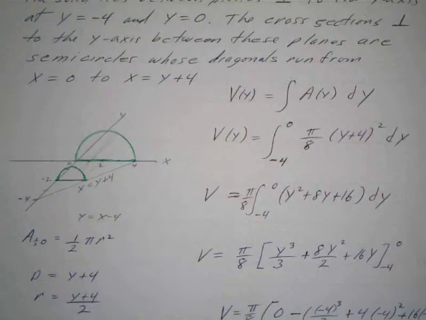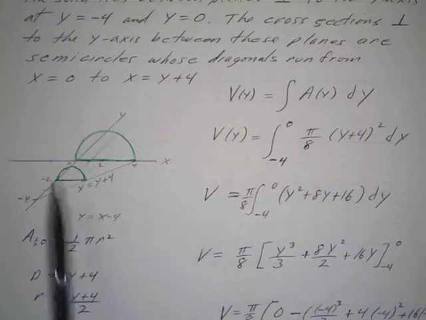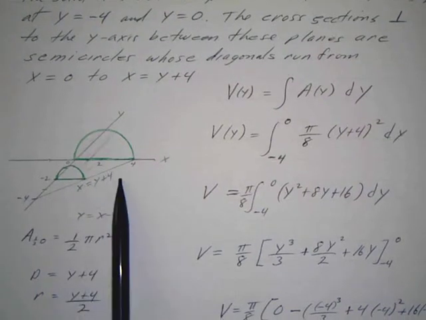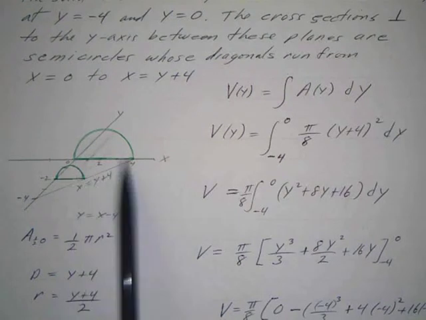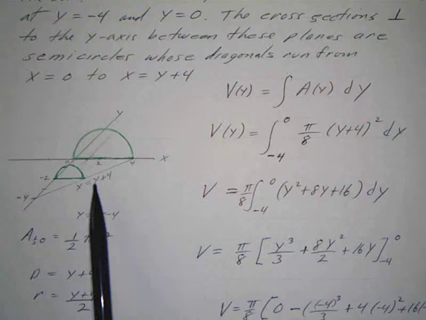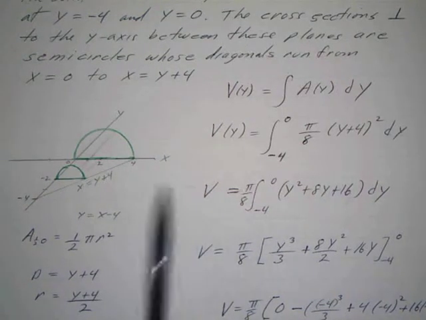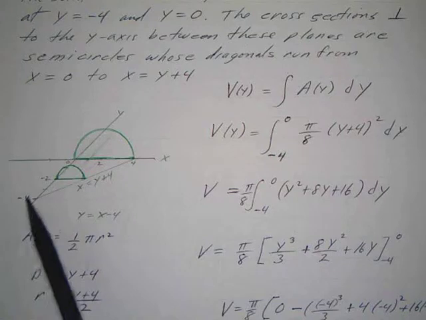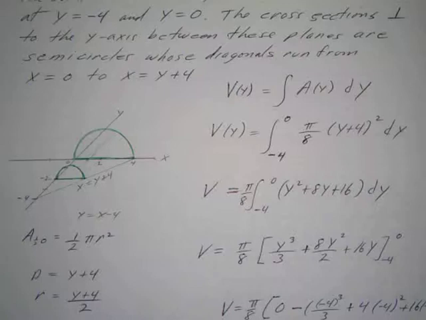Now what's my area going to be? Well, my diagonal will be actually just this distance from here to here, which is basically given by this formula, y plus 4. And you can check that out. When y is 0, what's my diagonal? 4, because it's right there. Okay? That's when y is 0. And when y is -4, what's my diagonal? -4 plus 4 is 0. So that works out. Okay?